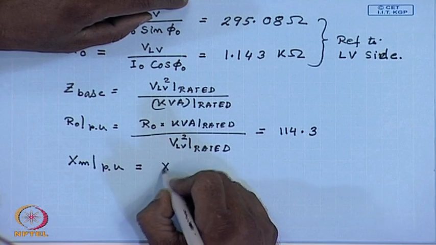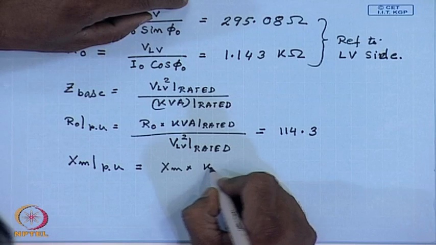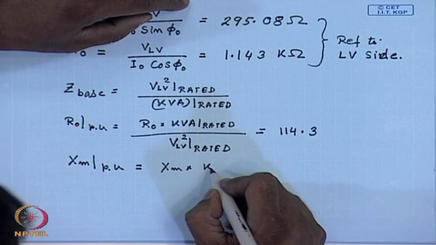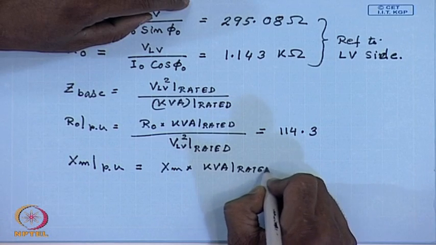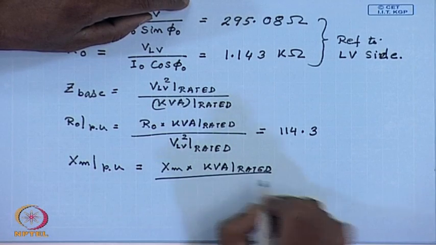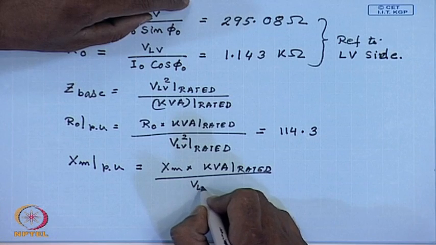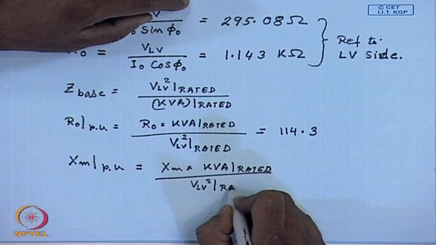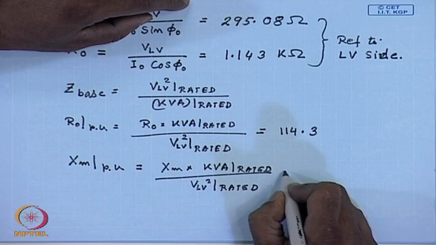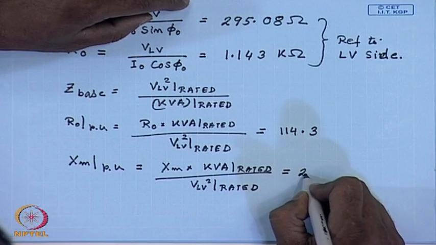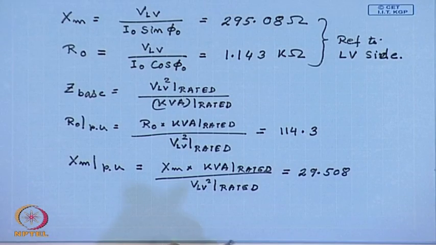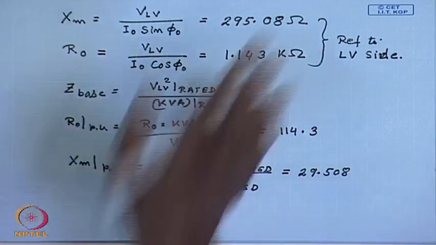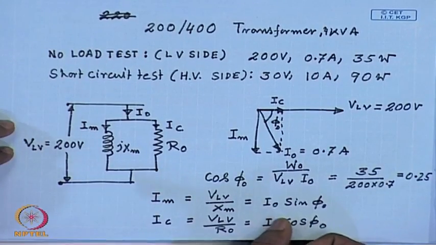XM into kVA base, rated kVA divided by, this comes to 29.508. So, we have seen how to find out the shunt parameter branches of the equivalent circuit and express them in per unit.